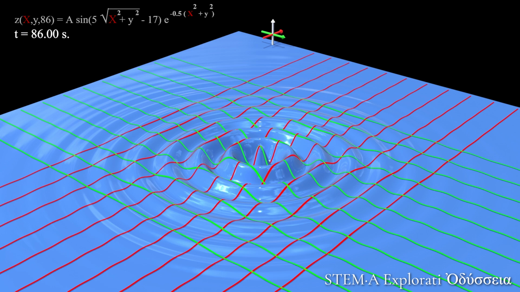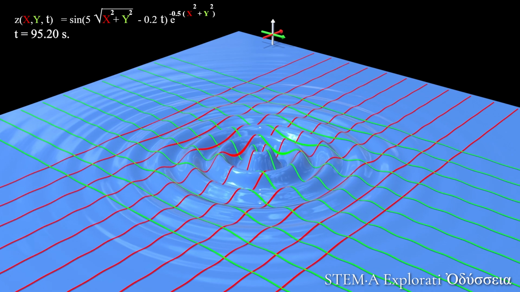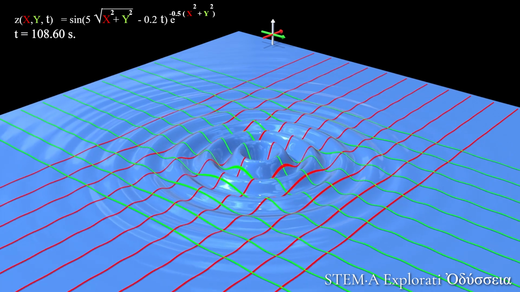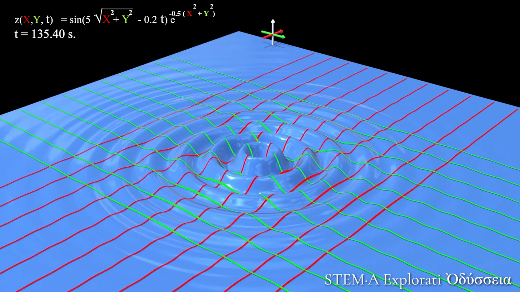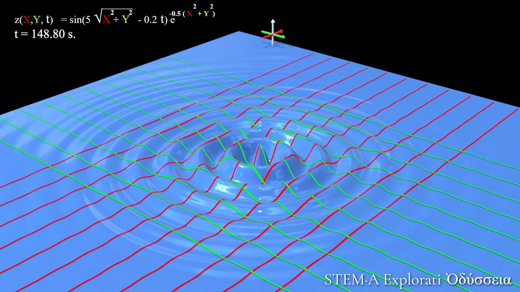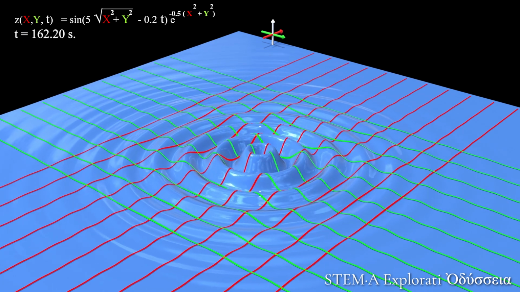So here's a question to end part 1. If we lock x and y and take the partial derivative with respect to time, what does that reveal about our ripple? Stick around for part 2, where we'll break it down and uncover even more hidden details in water ripples.